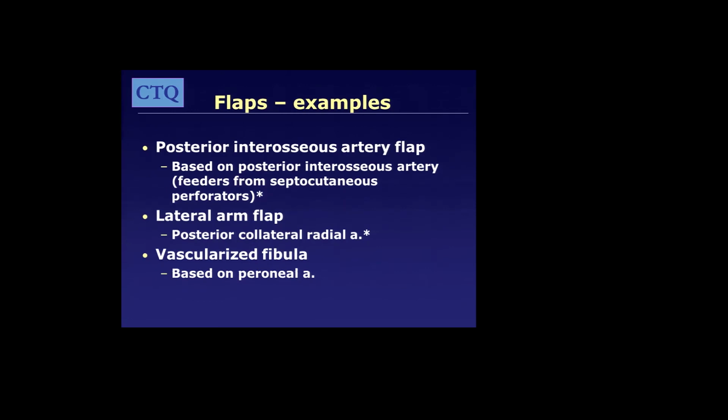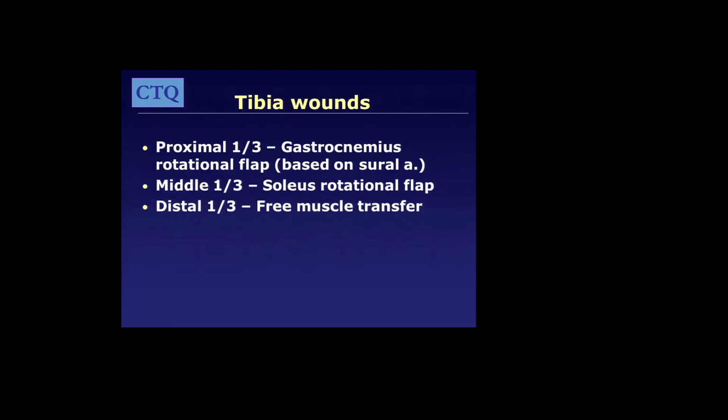Some examples of flaps and their arterial supply. This is generally what they'll ask you about. The free flaps, pedicled flaps. The posterior interosseous artery flap is based on the posterior interosseous artery and feeders from its subcutaneous perforators. The lateral arm flap is supplied by the posterior radial collateral artery, and the vascularized fibula is based on the peroneal artery. For coverage of tibial wounds, proximal third tibial wounds are covered by the gastrocnemius rotational flap based on the sural artery. Middle third, soleus rotational flap, and distal thirds require free tissue transfer.